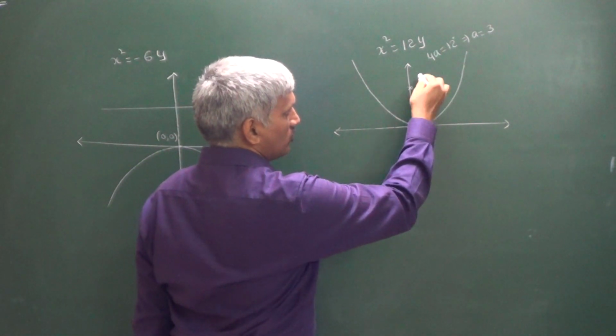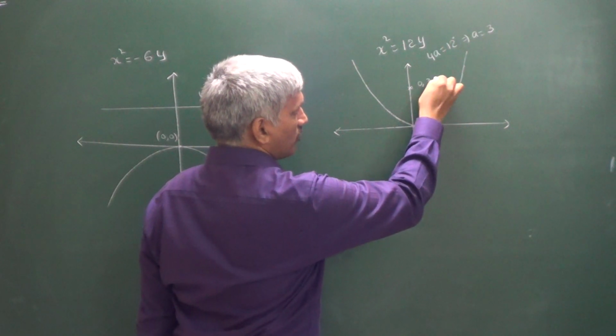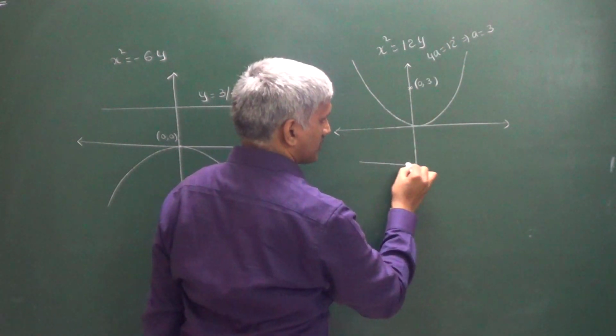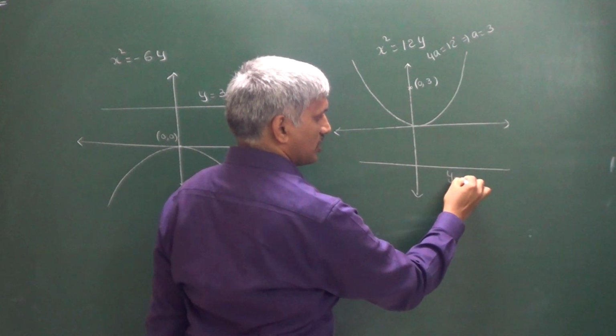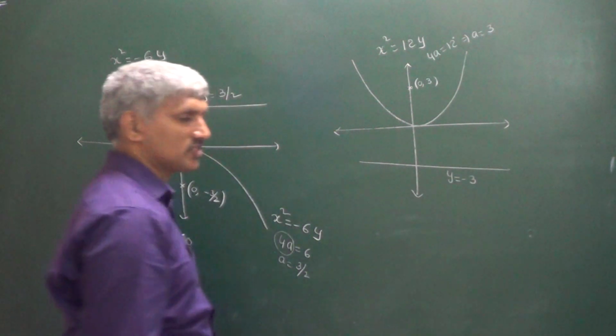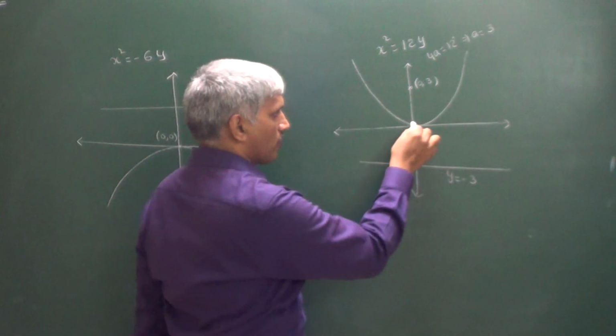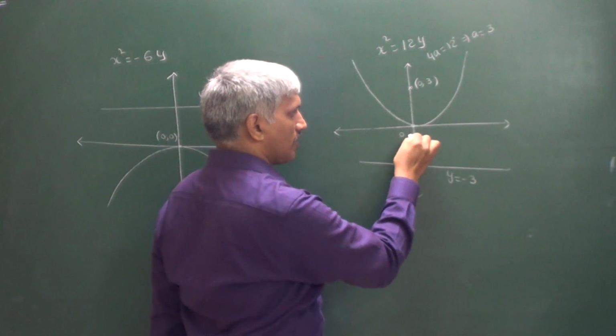The focus is (0, a), and here you will get the directrix. What is the equation of the directrix? The equation of the directrix is y = -3. Next we can say the vertex is the origin (0, 0).